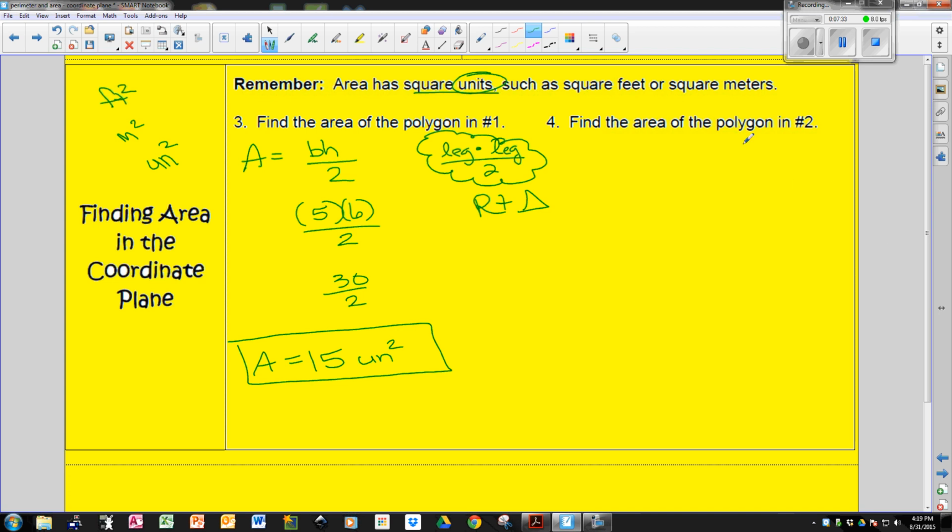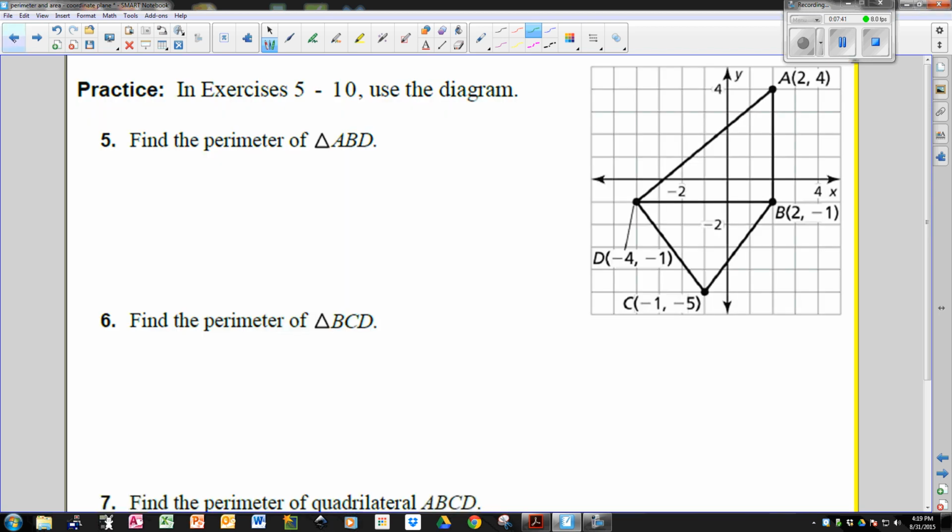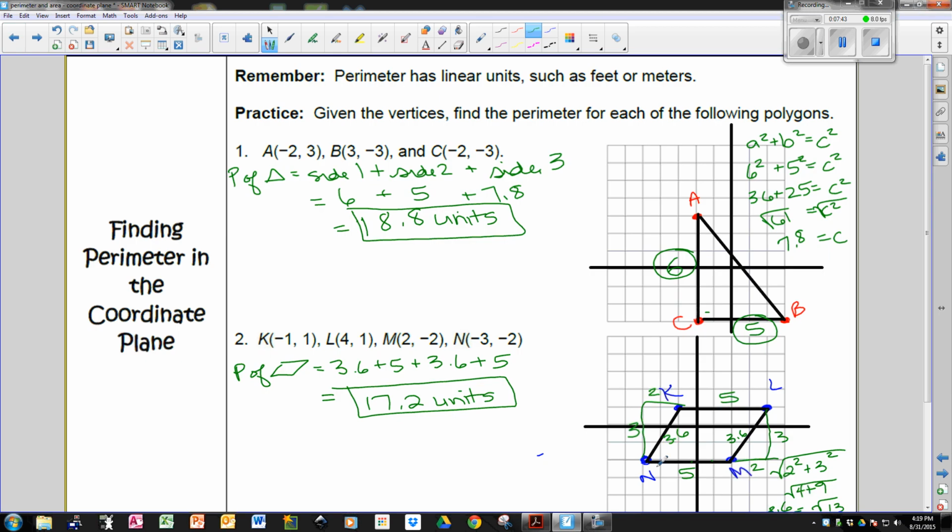Okay, and it says to find the area of the polygon in number 2. So that was a parallelogram, so it's just base times height. So let's go back and look. Okay, so the base is 5. Now the height is the perpendicular distance, so that would be straight up and down this way. So that would be 1, 2, 3. So our height is actually 3.